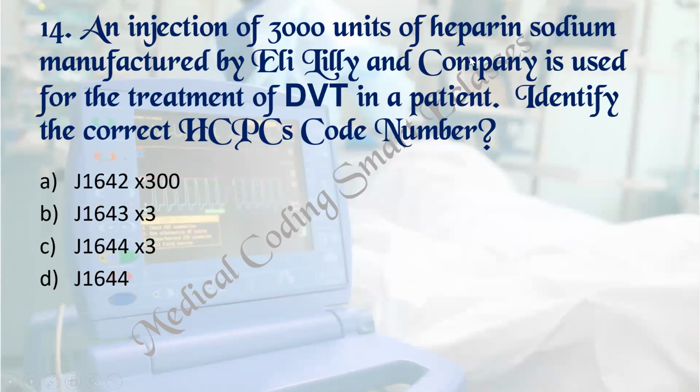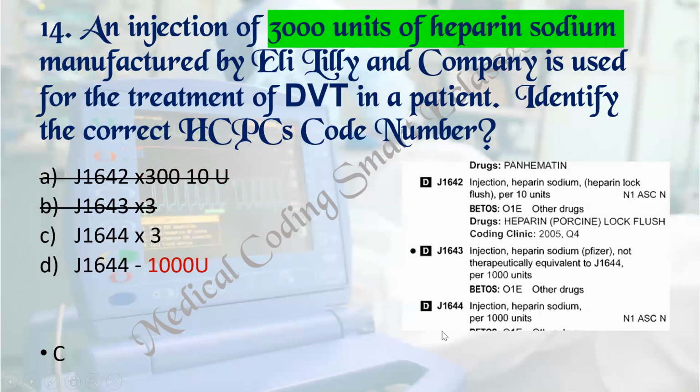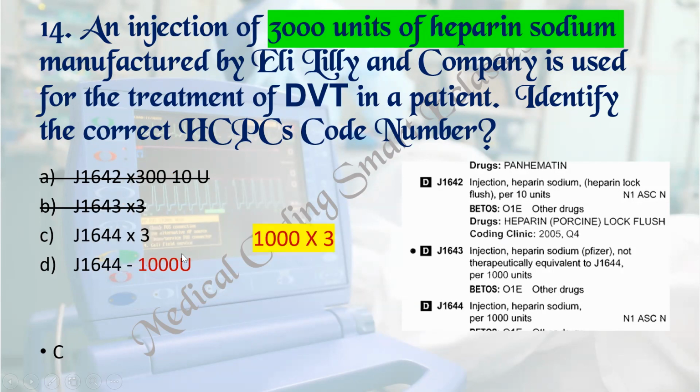An injection of 3000 unit of heparin sodium manufactured by Eli Lilly and Company is used for the treatment of DVT in a patient. So, looking at the codes, 1642 is heparin sodium, 1643 is heparin sodium Pfizer. Here we don't see the term Pfizer, and this is not equivalent to J1644. More apt is 1644, per 1000 unit. So here we have option C and D. What is the difference? One is into 3, one is not having any multiplication. Our question is 3000 unit, so we have to multiply with 3. So the answer is option C.